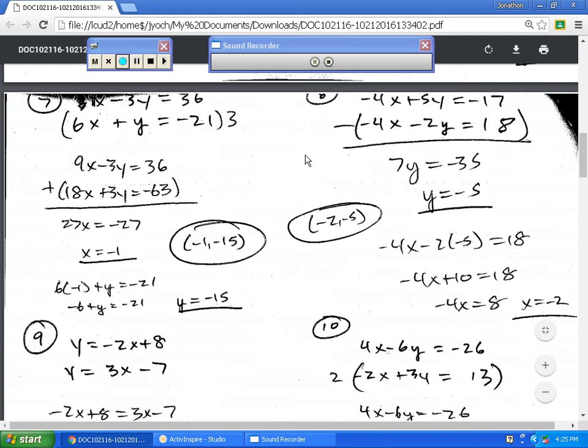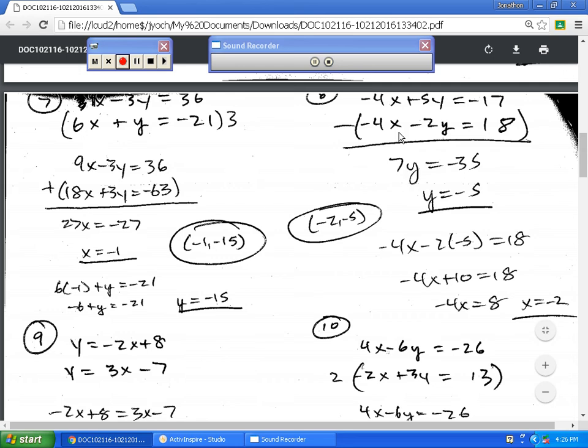Alright guys, on number 7 I had you change 8x to 9x, so we don't get a decimal. Maybe triple this equation right here, so that the y's are now opposites. Add them together, you're going to get 27x is equal to negative 27. X is a negative 1. Plug it in maybe to this bottom equation here. You're going to get y is a negative 15.